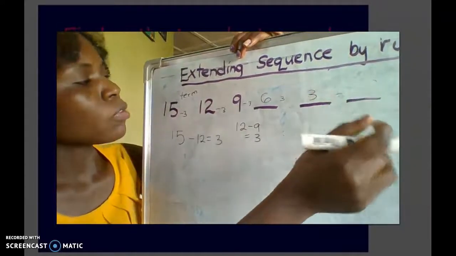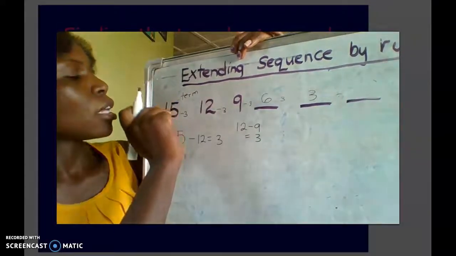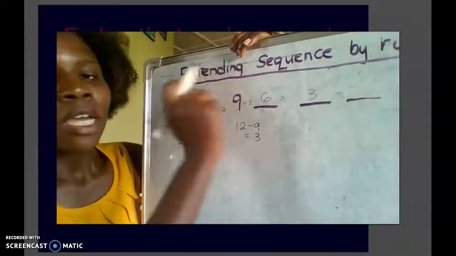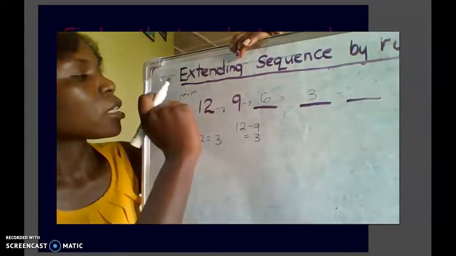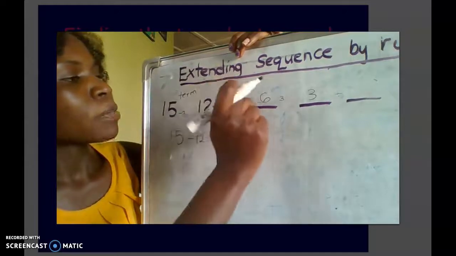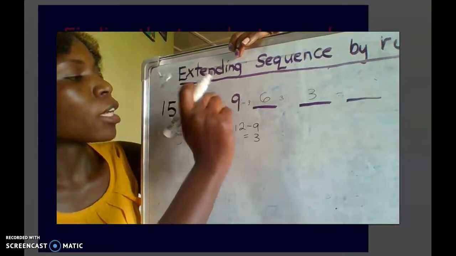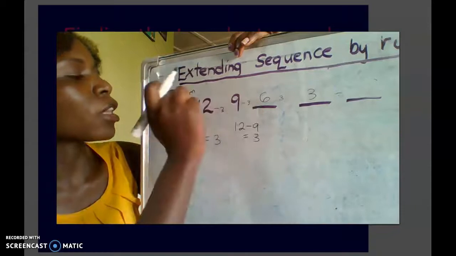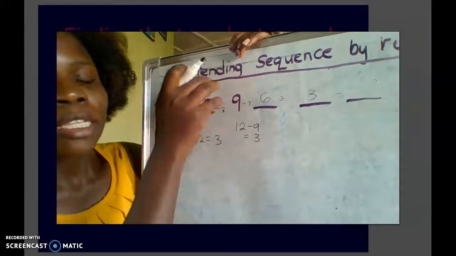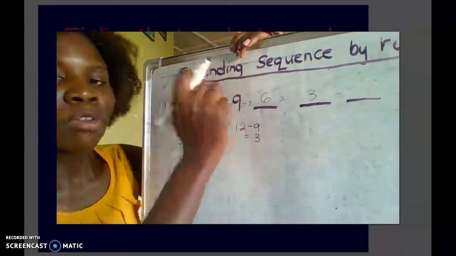So one thing we've learned from here is the numbers in the sequence are called terms, and to fill the gaps, the same number that fills the gaps is called the term rule. You either add or you subtract.